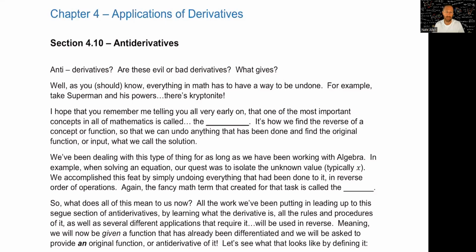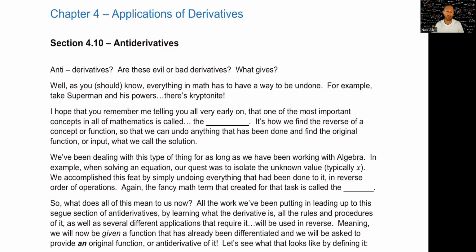Finally, we made it. The 10th section of chapter 4. We're there finally at the end. It's called Antiderivatives, and you know that the entire chapter was about the applications of derivatives. So what is an antiderivative? Well, I like to call this a little bit of a segue section. This is going to prepare us for the next chapter, our pretty much last chapter, chapter 5. We will dabble a little bit in chapter 6, just a few sections, but what is an antiderivative?